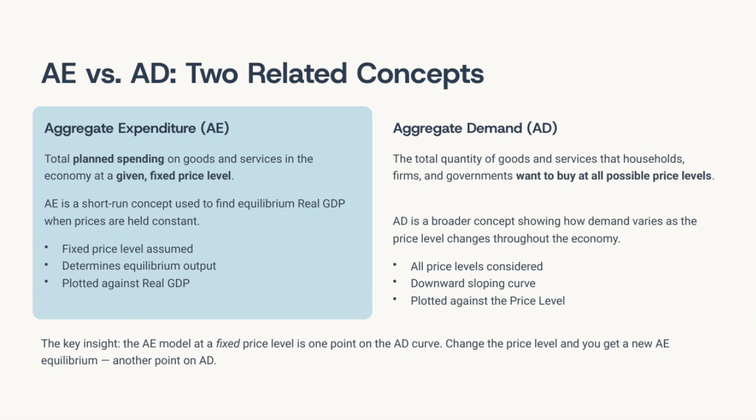To sum up, while AE is about planned spending at a fixed price, AD shows us how demand shifts as prices change throughout the economy. The two are closely related but serve different purposes. AE helps us analyze short-term equilibrium, and AD provides the broader picture of demand across different price levels.